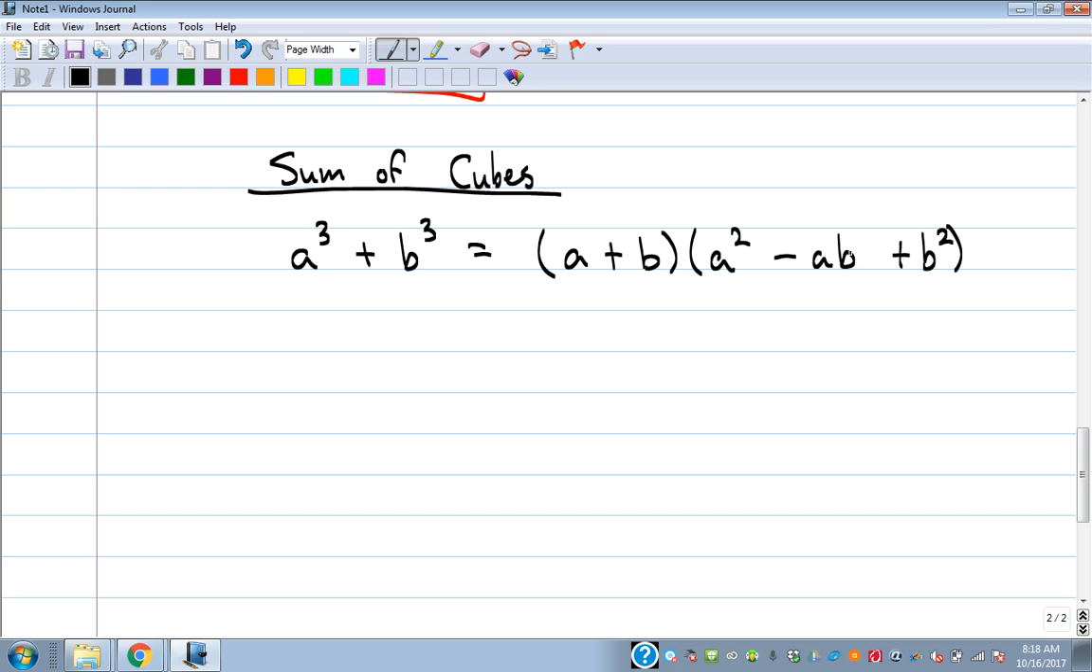The opposite sign, and then the product of the 2 pieces that are cubed. Let's look at an example that's got some numbers in it so we can kind of figure out what's going on here. Let's start with something easy like x cubed plus 8.